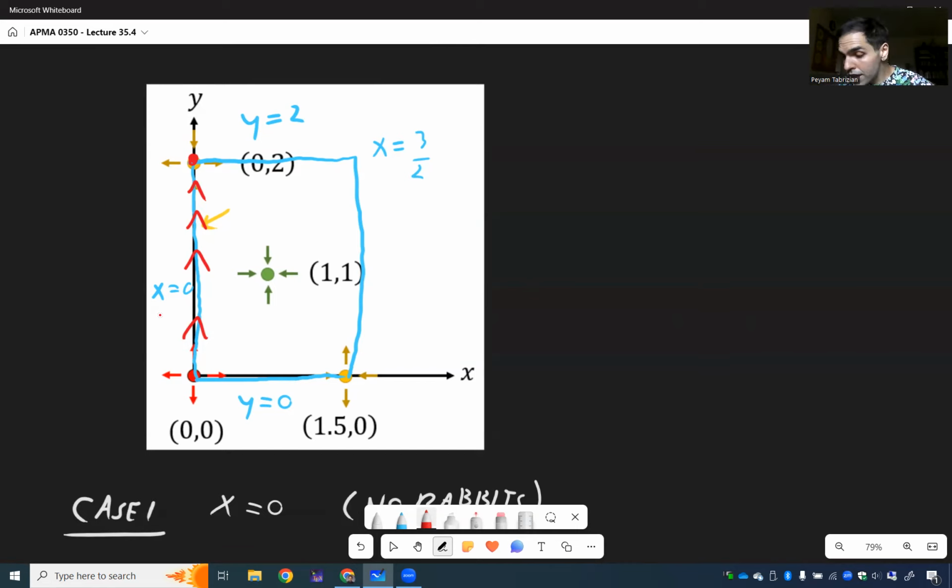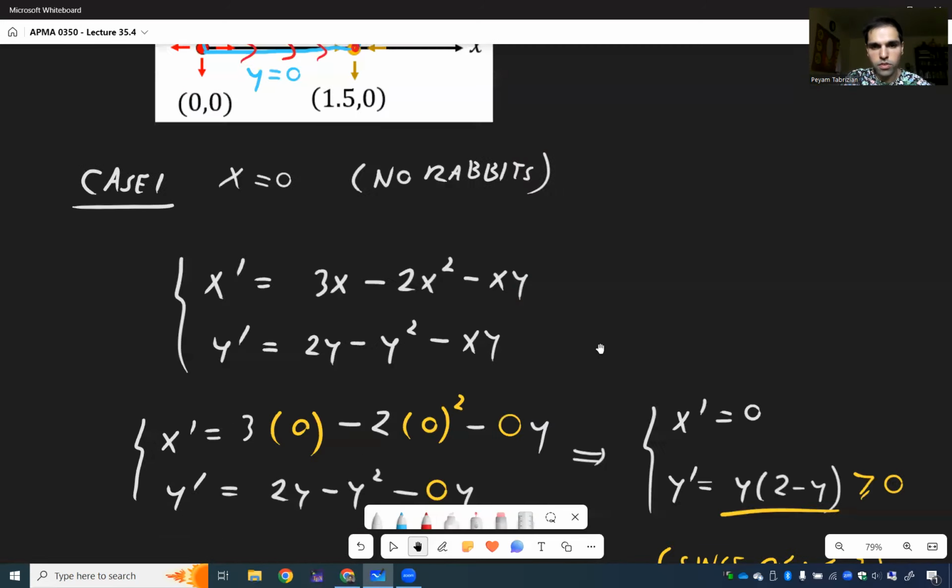And similarly, I will not do this. If there are no sheep, then we expect the rabbits to increase until it reaches 3/2. So case 2.